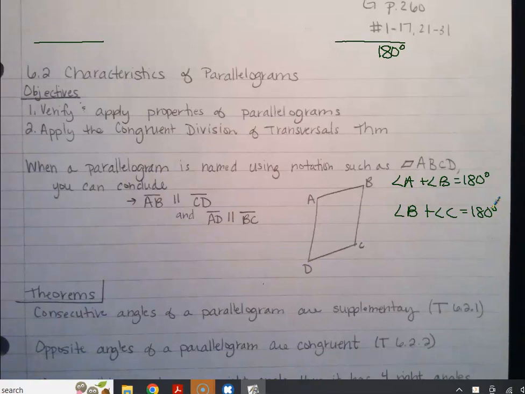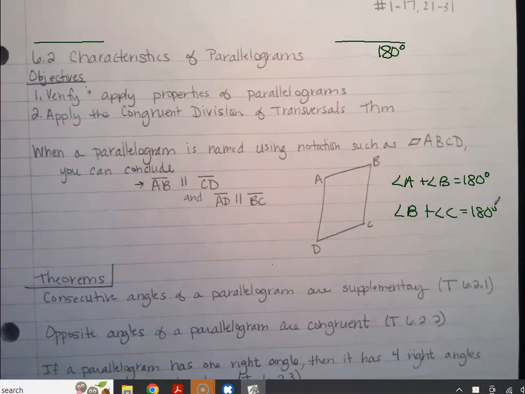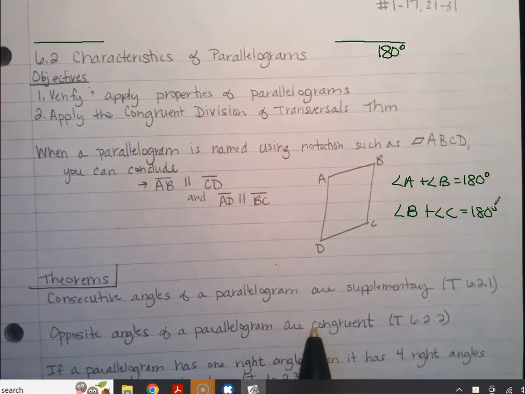The next theorem: opposite angles of a parallelogram are congruent. So what are my opposite angles? What's opposite of A? C. And what is opposite of B? D. So B and D are congruent. We can conclude that. These are things that we know. The theorems are telling us as well. And so anytime we're given a parallelogram, we have a lot of things we can write down from some very simple theorems.